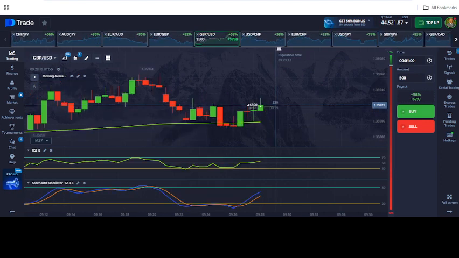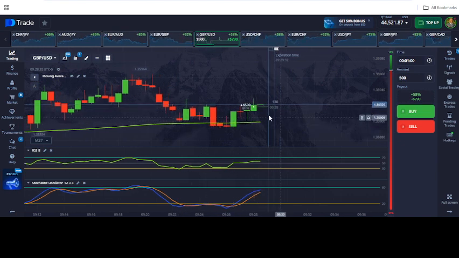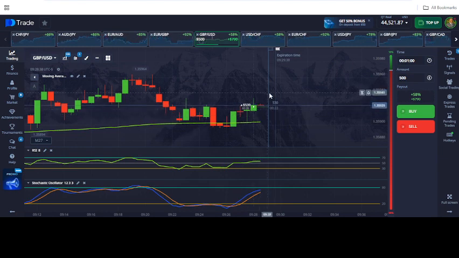Okay, so I'm on the Great British Pound US dollar, and I just took a buy trade here. And the reason why I took the buy trade is the candles have crossed over the 150 EMA line here, which suggests a beginning bullish trend here to the upside.